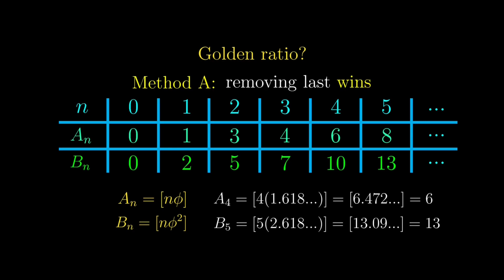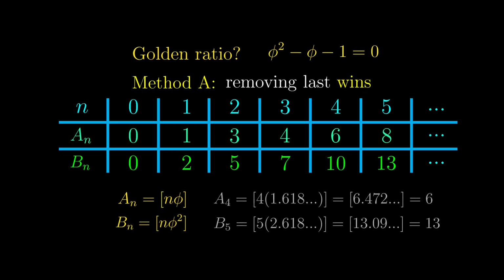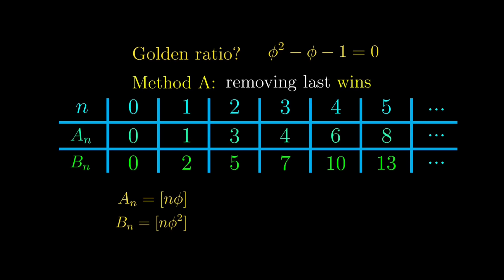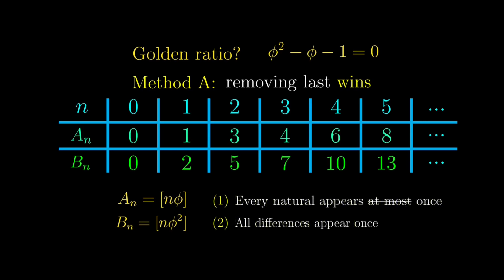But how and why is golden ratio involved? First off, we need to revisit what the golden ratio is. It is the positive root of this quadratic equation, so everything that you see here eventually will relate to this quadratic equation. Specifically, we want to see why these formulas for a_n and b_n fulfill these rules.